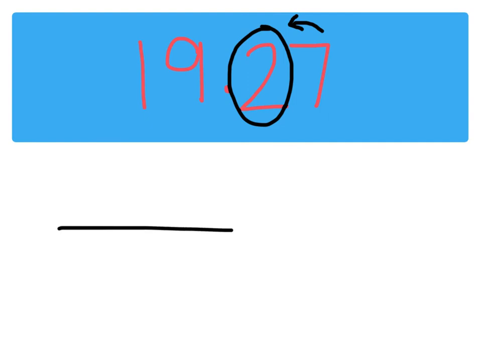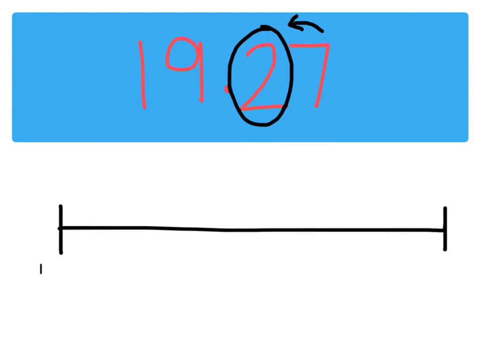How would this change if we had a number like 19 and 27 hundredths? If I wanted to round to the nearest tenth, I would circle my tenth, point to the number, and now when I make my number line, what are the two choices at each end? Draw your number line, hit pause, and see if you can figure out this problem.